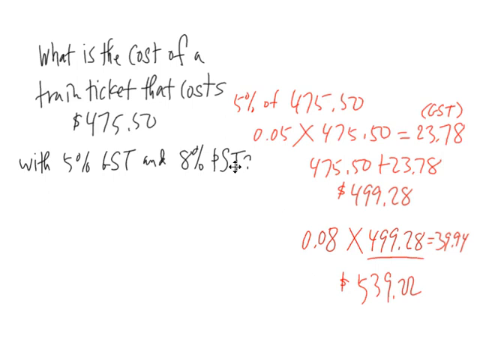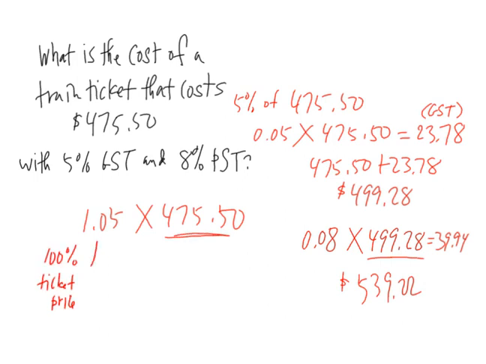Okay, $539.22. Now, I could have saved a lot of time and just did it in one step. So if I think about this number, 1.05, multiplied by the cost of the ticket, $475.50, why would I do that? What does this mean? Well, if I think about 100% of the ticket is the ticket price, right? 100% would be the ticket price. Plus an additional 5%, which is your GST. Then 105% would represent both the ticket price and the GST combined.